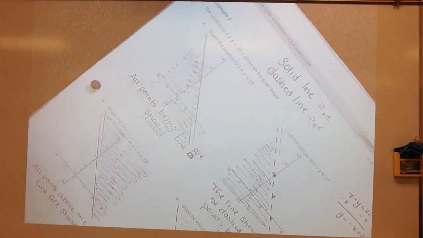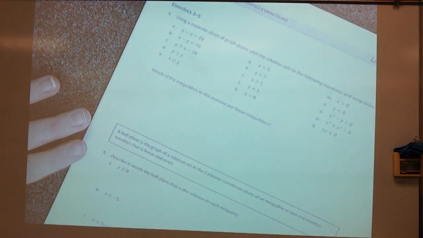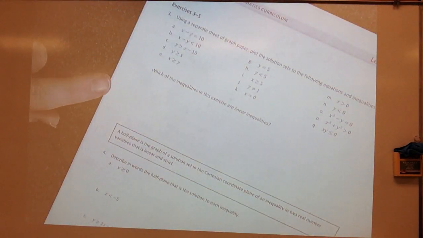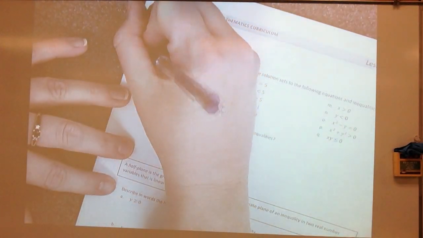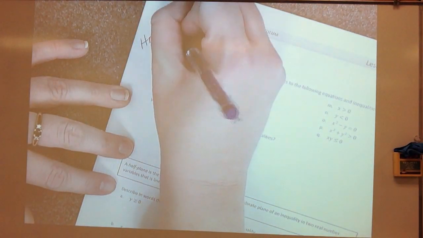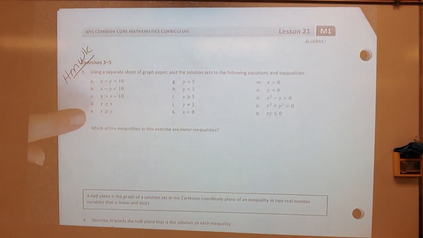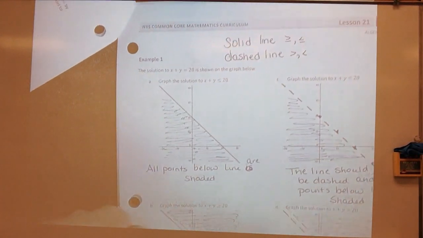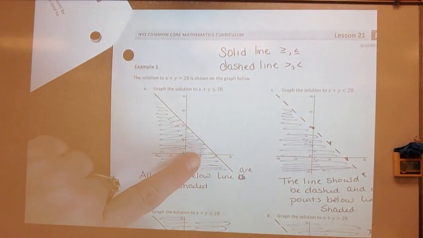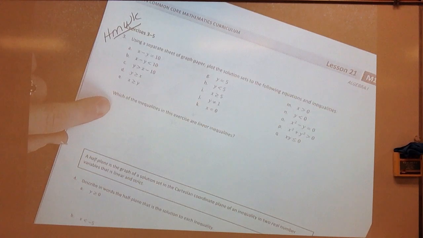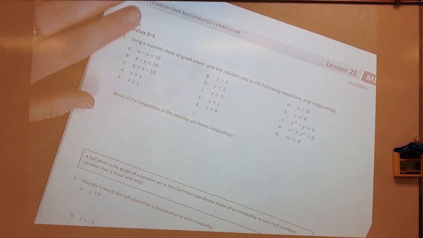All right. We're going to look at the next part. I will make sure that you have a sheet of graph paper. I would like for you to look at number 3 as homework. All that simply is graphing these. You're graphing them and figuring out the solution. So it's going to look something like this, but you are just graphing these. All right. So I'm going to give you that.